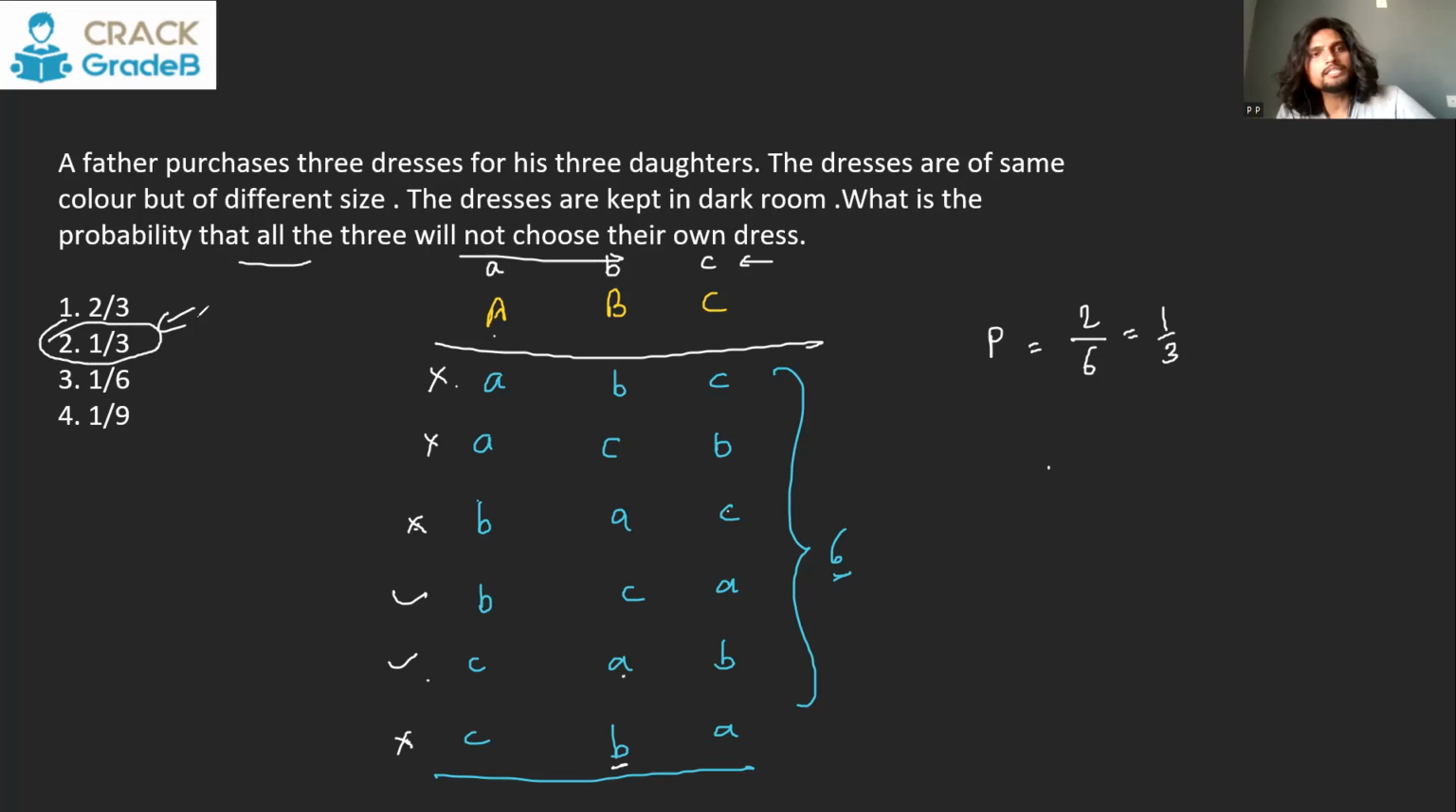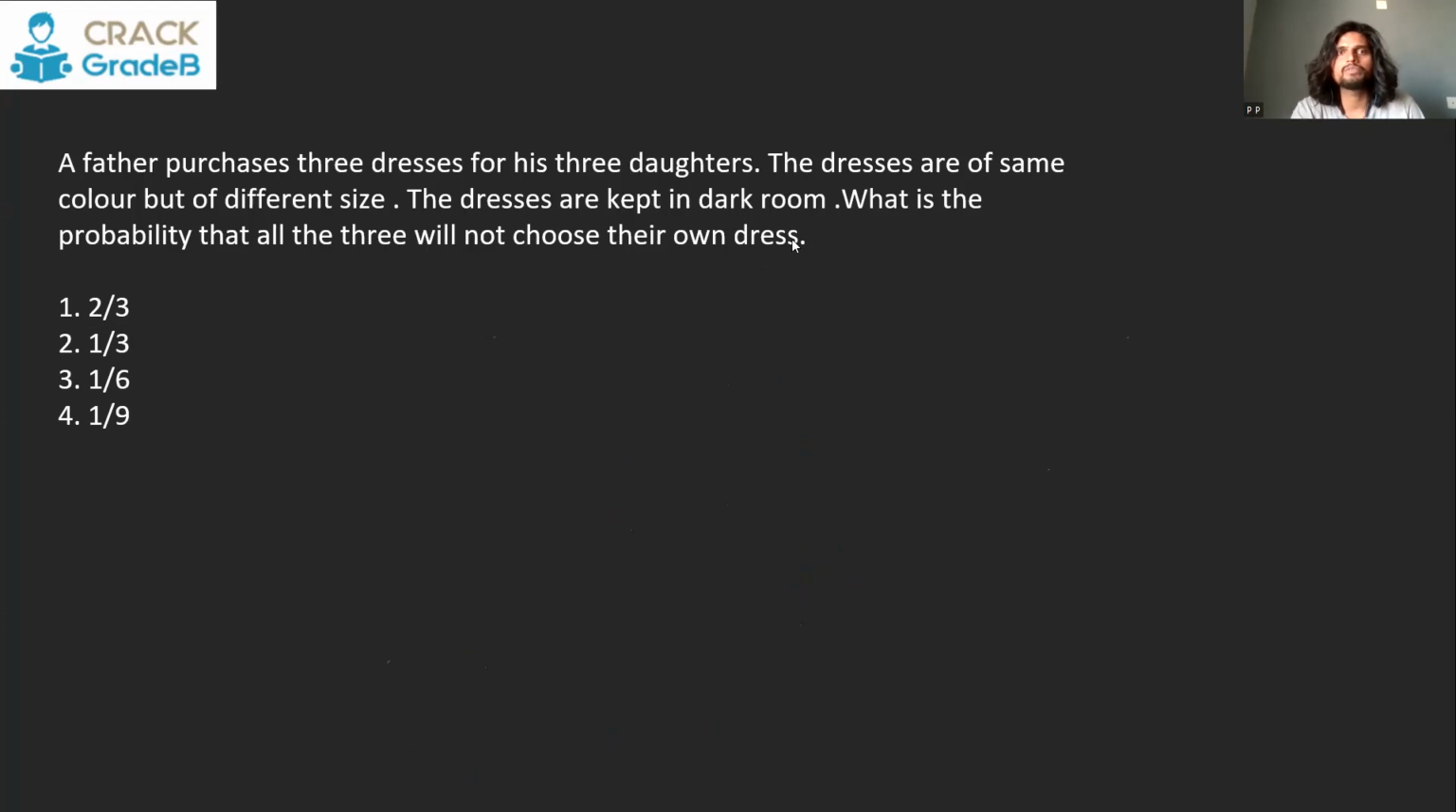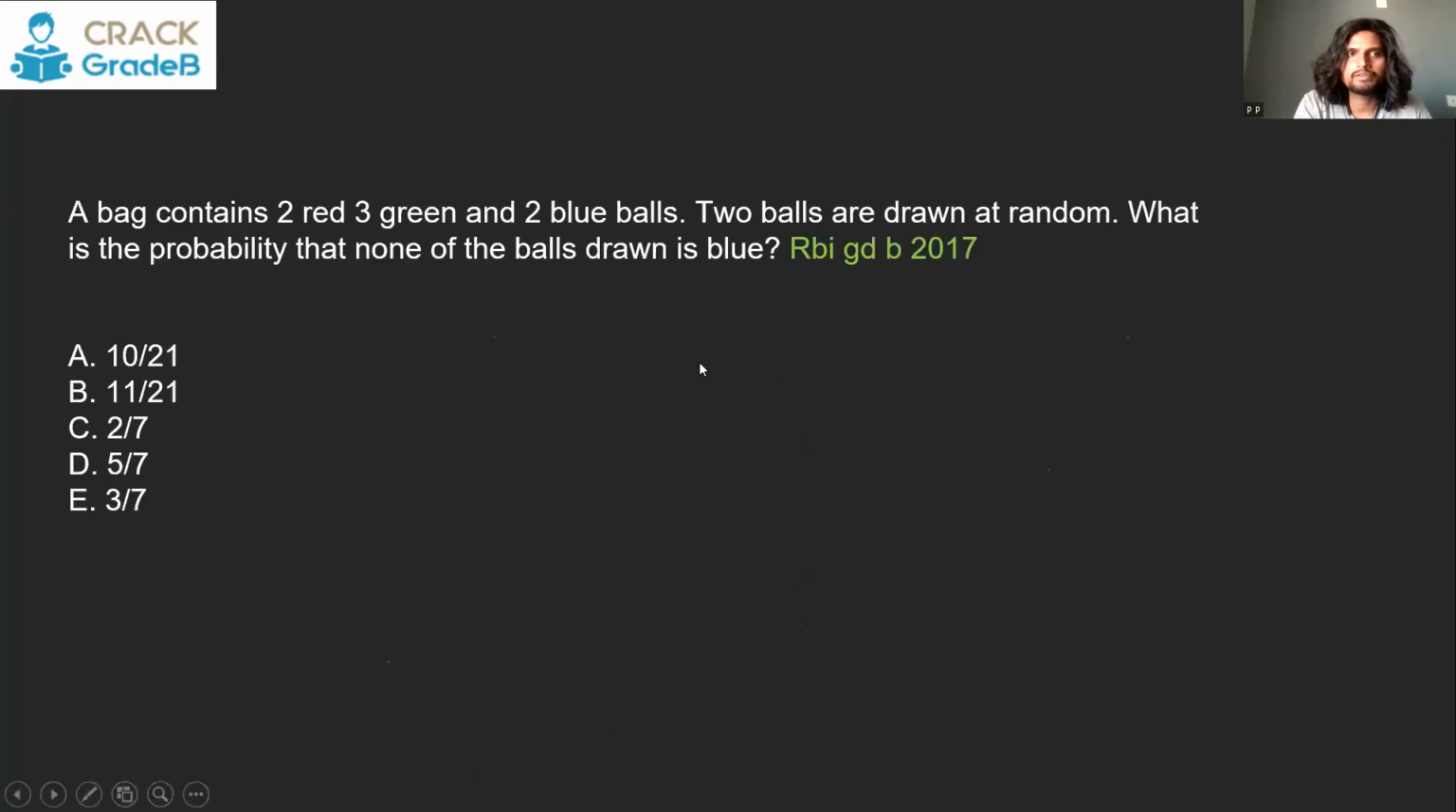So if such a random question comes up, you can still solve by making sample spaces. And that is why you should practice sample spaces for different kinds of questions. Let's see now some previous year questions. What kind of questions have they asked in our exams? So this is the question from RBI Grade B.